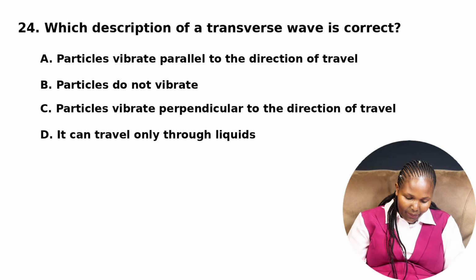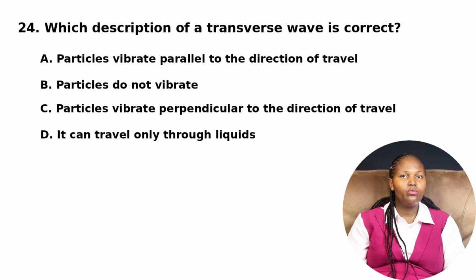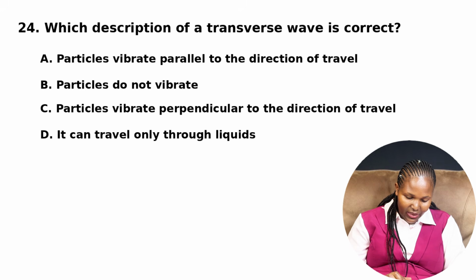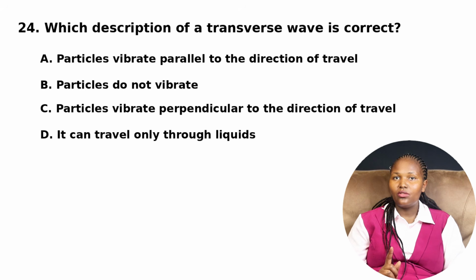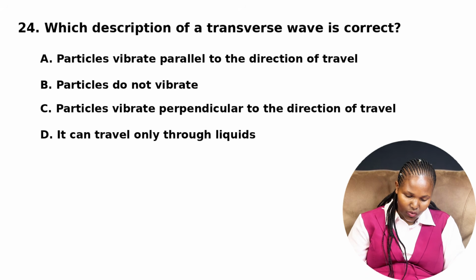And then C, particles vibrate perpendicular to the direction of travel. That is correct, because vibration is at right angles to wave travel. So when it comes to C, vibration perpendicular to the direction of travel, that is going to be correct, and we are saying it is correct because vibration is at right angles to wave travel. Then D, it can travel only through liquids. Transverse waves include electromagnetic waves and waves on strings, so it is not about liquids. With that, we are done with question 24.